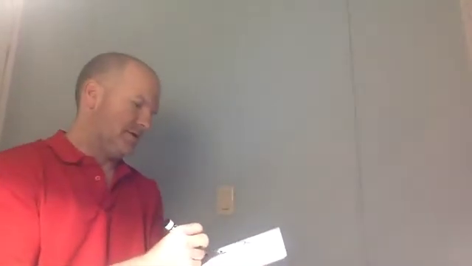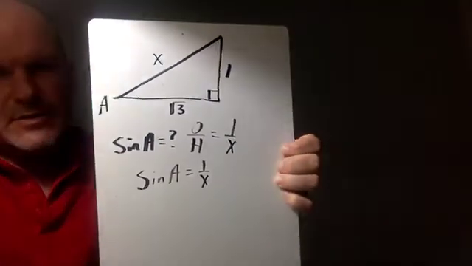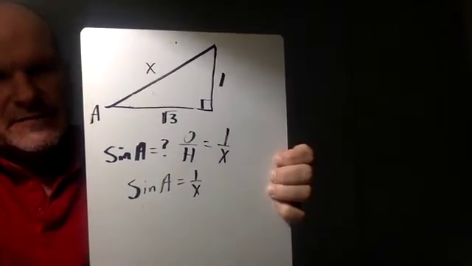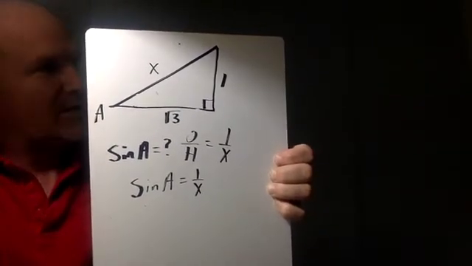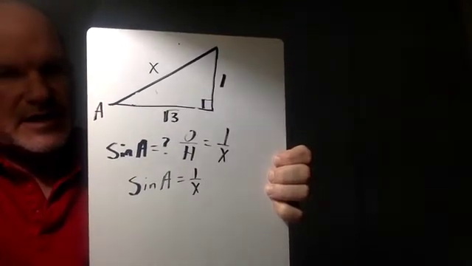So let me rewrite that without the OH in the middle. OH for Ohio State Buckeyes, by the way. All right. Sine of A is equal to 1 over X. If we had to solve for X, we wouldn't be able to do it in this situation because we have two variables. We have an A and an X.